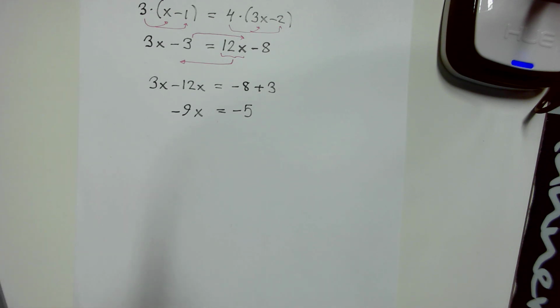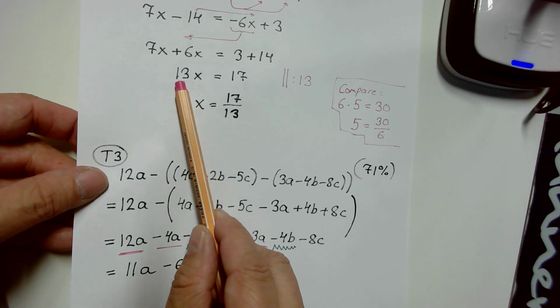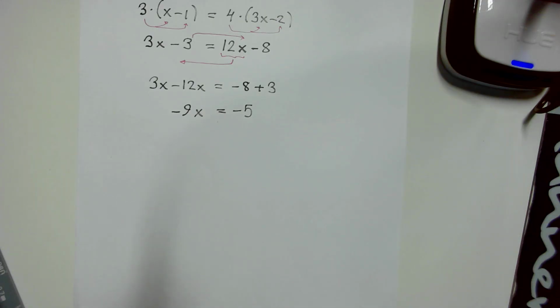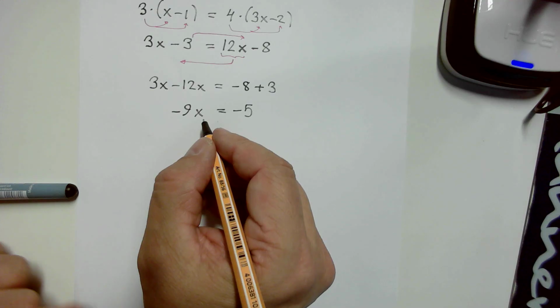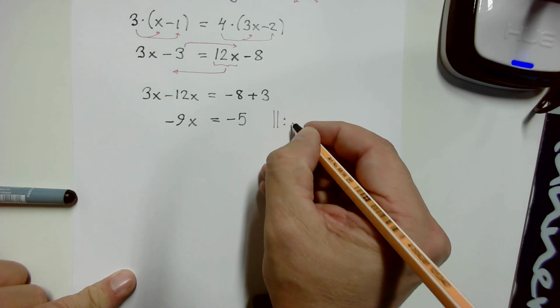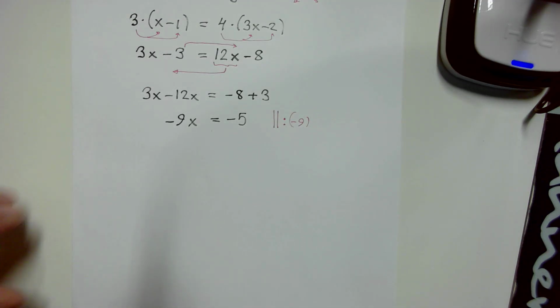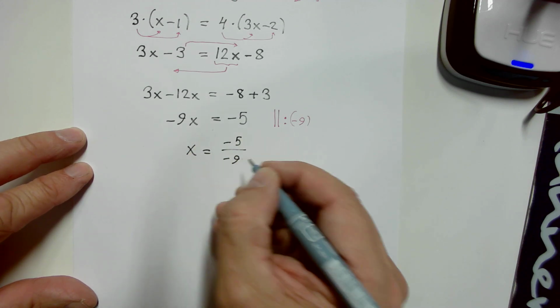This is not a good thing, but it is not a big problem. Usually it is easier and nicer to have a positive number in front of x, but right now we don't have one. But then we do the same. We want to find out what value x will get. We have to divide with minus 9. So we divide with minus 9, and we get x equals minus 5 divided by minus 9.